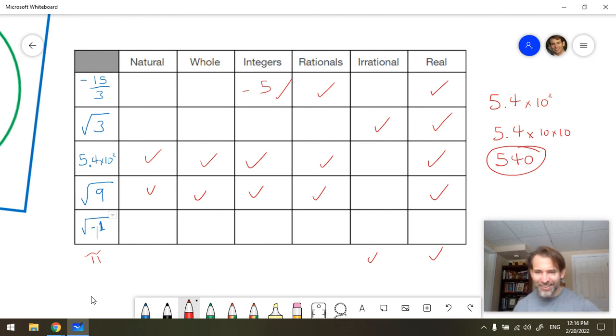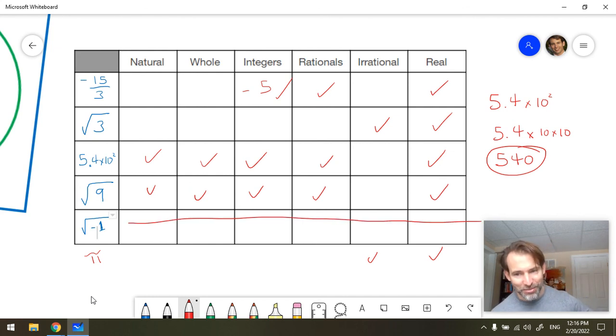The square root of -1. What the heck? None of these. That is an imaginary number. And that's all I'm going to say about the square root of -1. You want to know more about that? Do your own research. It's not part of our course. It's super interesting. It's not part of our course. So I wish you well.